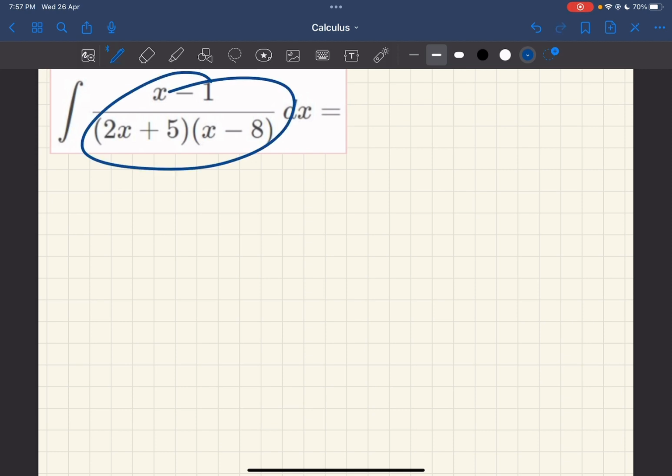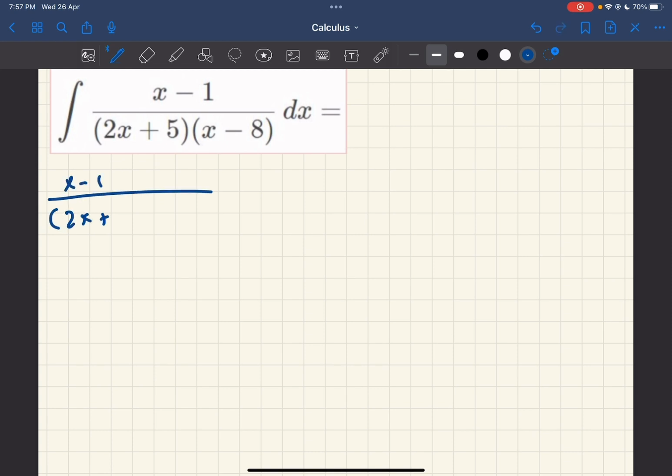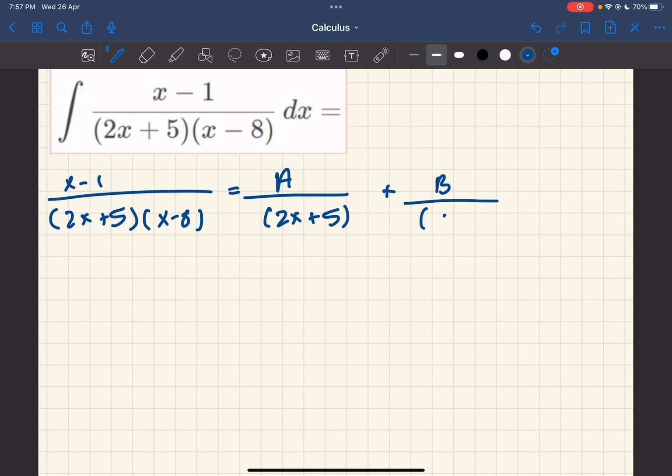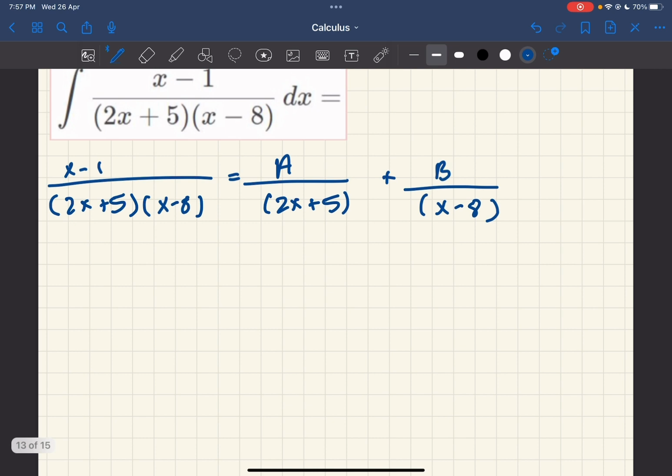So let's rewrite this as it is right here. x minus 1 divided by 2x plus 5 and x minus 8, equals a over the first factor, which is 2x plus 5, plus b over the second factor, which is x minus 8. There we go. And now we have to get rid of the fractions. To do that, we have to multiply the whole thing throughout.